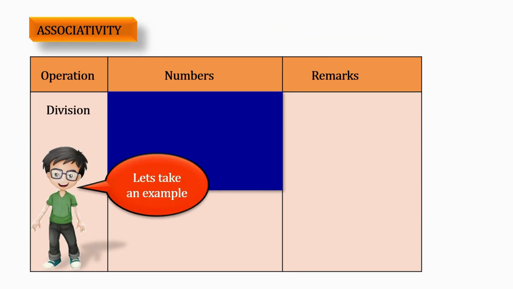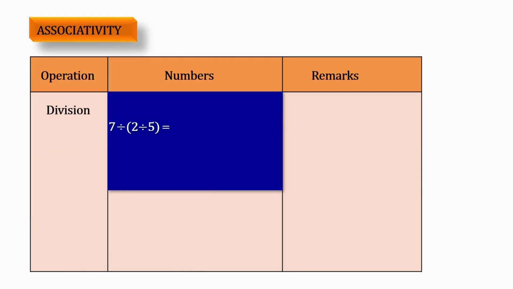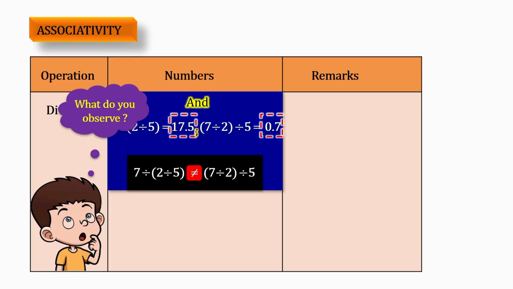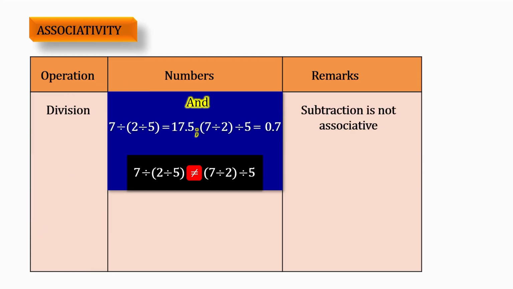Division. Let's take an example. 7 divided by (2 divided by 5) gives us 17.5, and (7 divided by 2) divided by 5 gives us 0.7. What do you observe? That 7 divided by (2 divided by 5) is not equal to (7 divided by 2) divided by 5. So hence division is not associative.